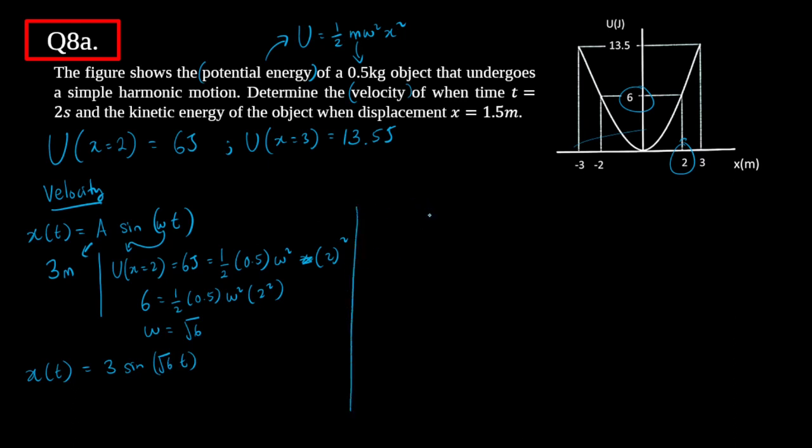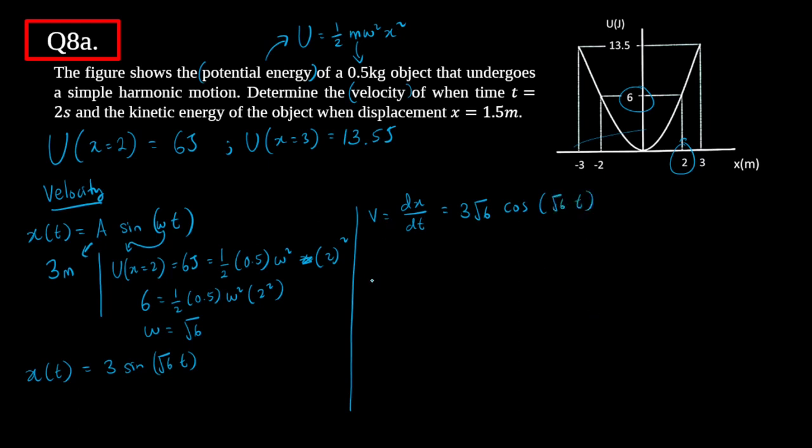If I were to look for velocity, all I need is to differentiate this equation with respect to t. So I'm going to have v equals to dx over dt. All right, and that would leave me with 3 times square root of 6 cosine square root of 6 t.